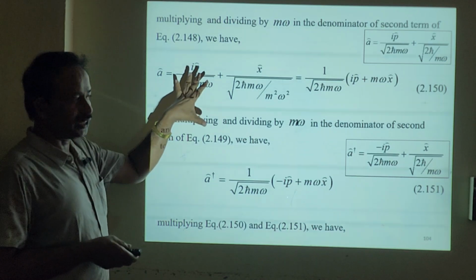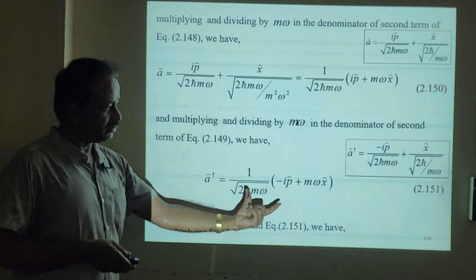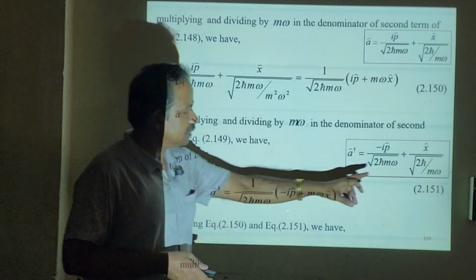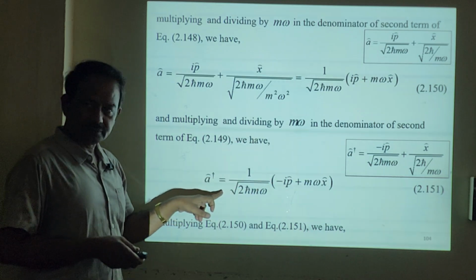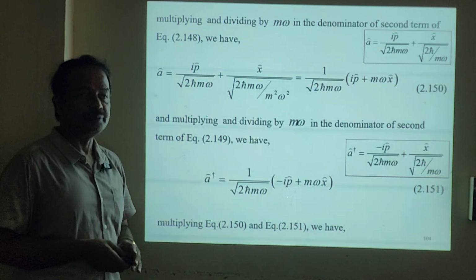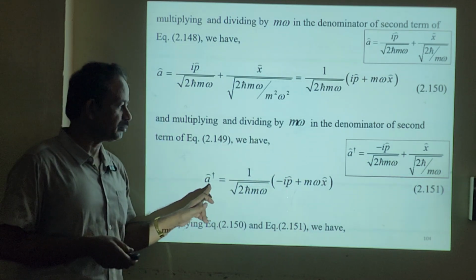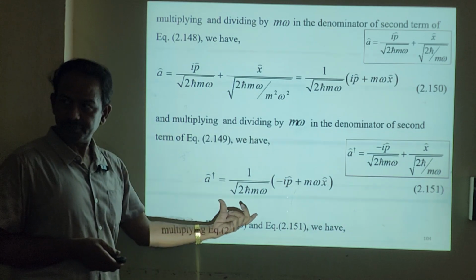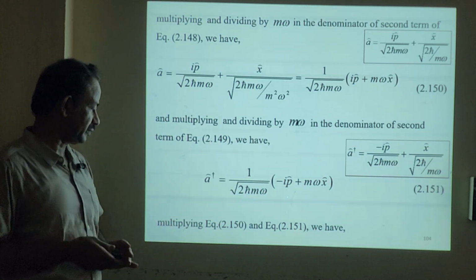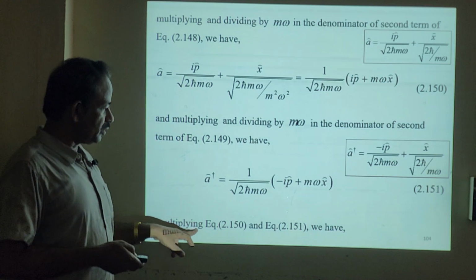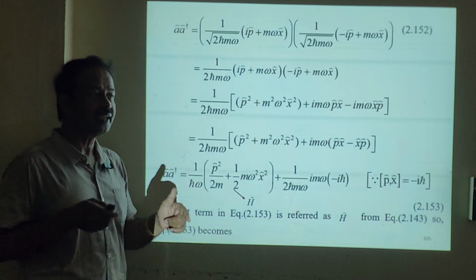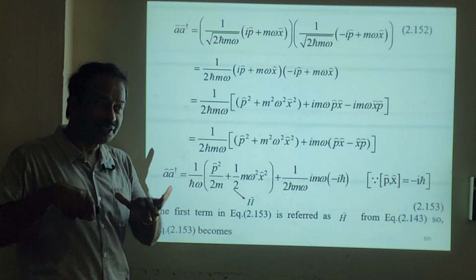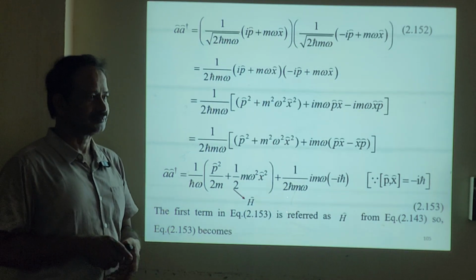Similarly, you can also do the same thing for A dagger, and you can get the expression. That is, multiply and divide by m omega, you pull it out, and this can be simplified, and you will get the Hermitian adjoint of your A, which is nothing but A dagger. Is it okay? A and A dagger. We have simplified. Now, we are going to multiply these two, A and A dagger, which will give a very important result, which we want.